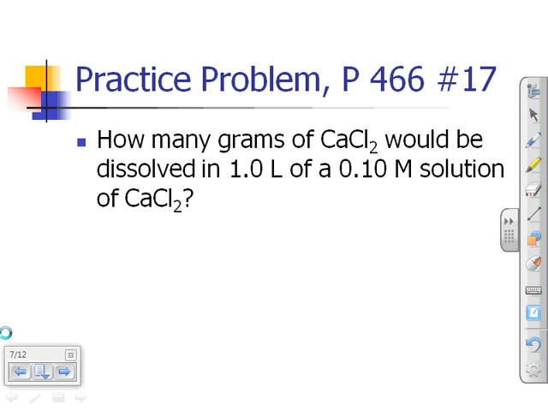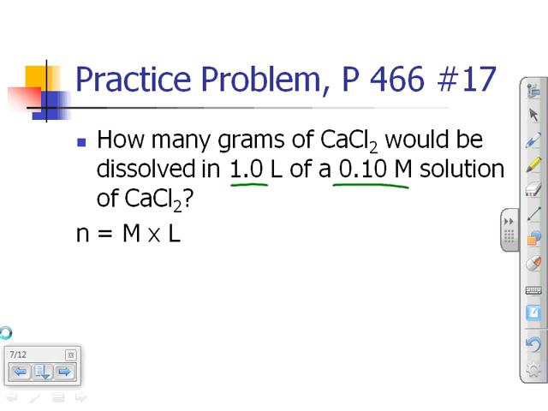Let's take a look at a practice problem. How many grams of calcium chloride would be dissolved in 1 liter of a 0.1 molar solution of calcium chloride? Another way to say this is how many grams of calcium chloride do I need to make 1 liter of a 0.1 molar solution. That's another way to write it, another way to say it.